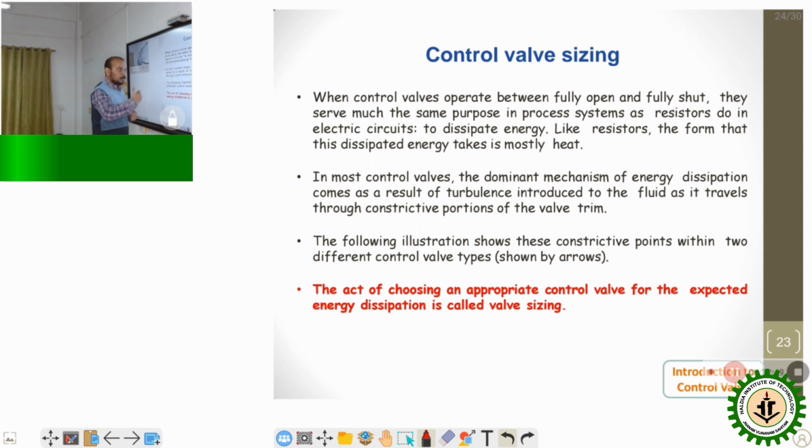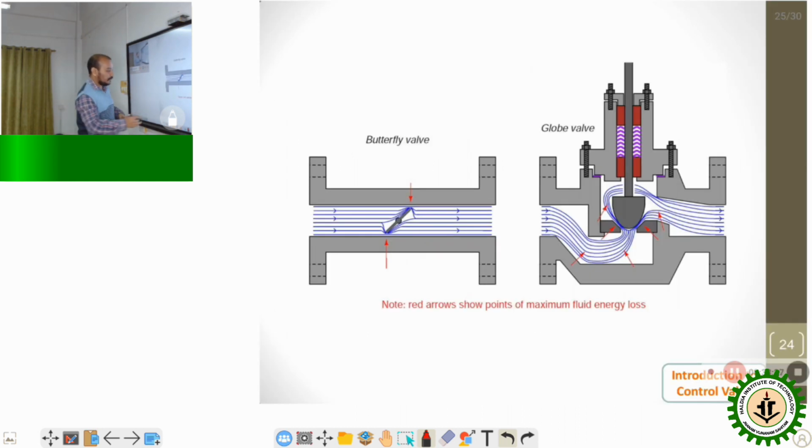The output of a resistance incorporated into a circuit is heat. But in most control valves, the dominant mechanism of energy dissipation is turbulence, which is a very big and problematic factor for the process, introduced to the fluid as it travels through the constrictive portions of the valve trim. The act of choosing an appropriate control valve for the expected energy dissipation is called valve sizing. The energy dissipation diagram will be given. Red arrows show the points of maximum fluid energy loss.